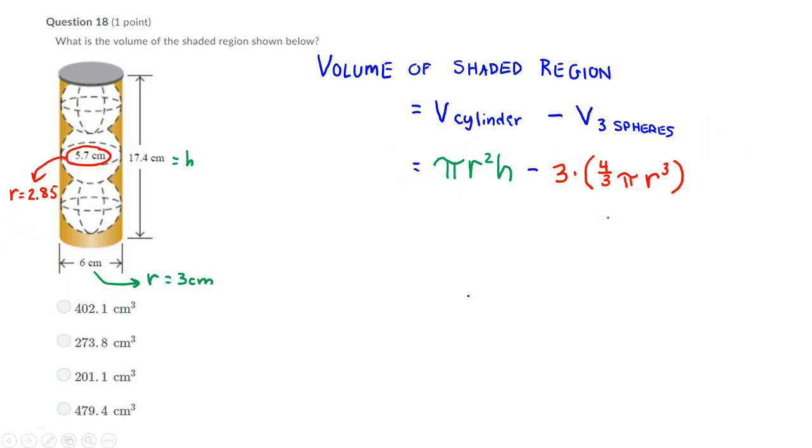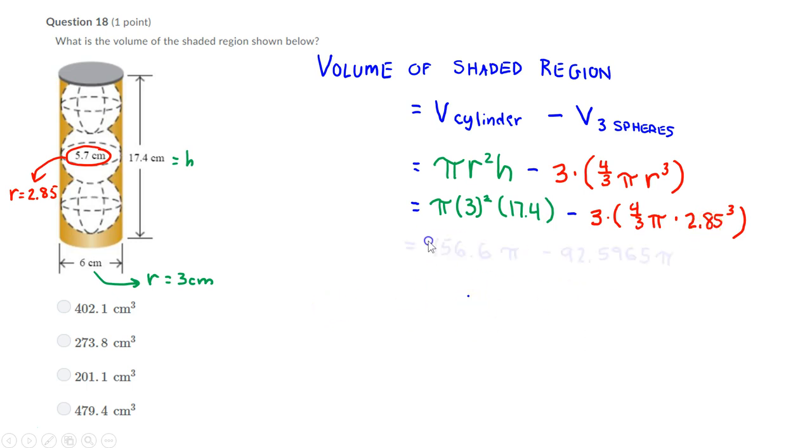That's what I mean. Here I'm using different colors to differentiate. Here I have the height, which there's only one height given here, but I do have two radii I have to be aware of. The green radius right here is for the cylinder. The red radius is for the spherical balls that are inside of it. So when I do my substitutions, you see the 3 goes here, the 17.4 goes here, the 2.85 goes here.